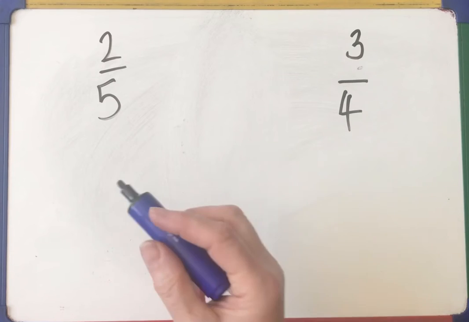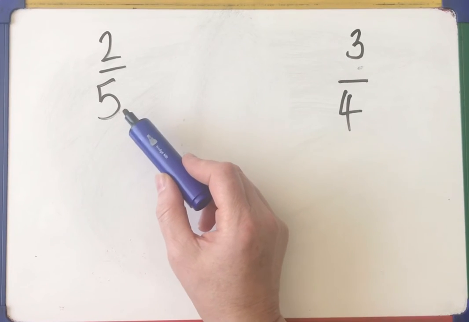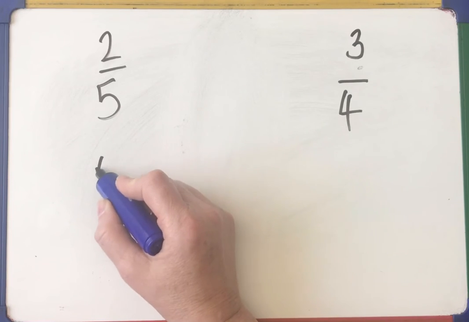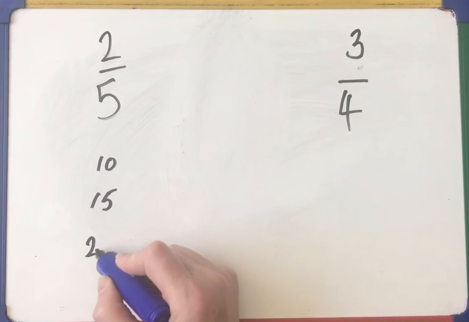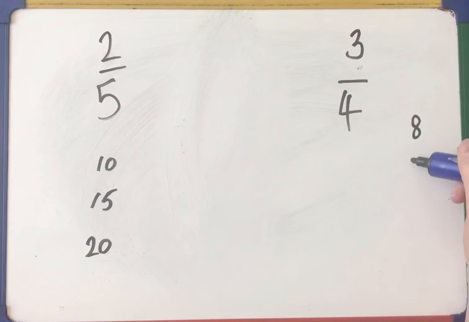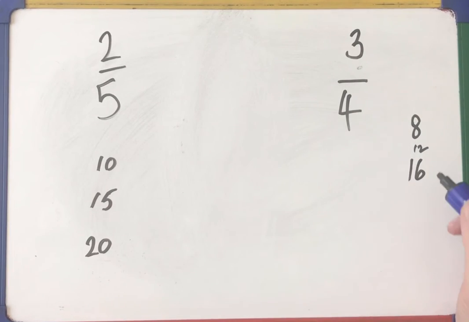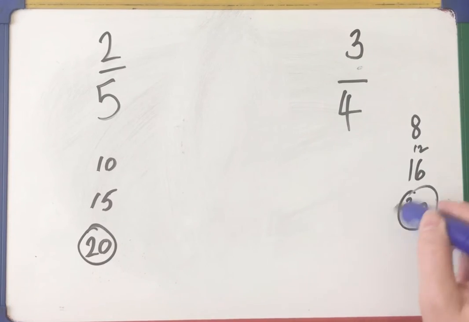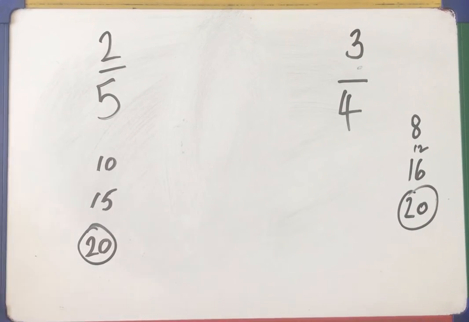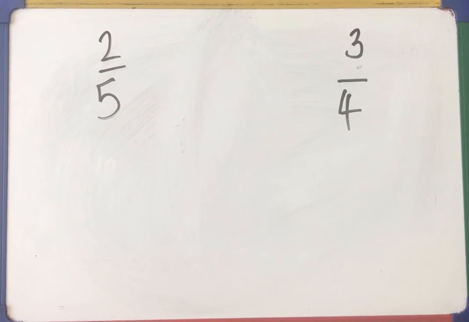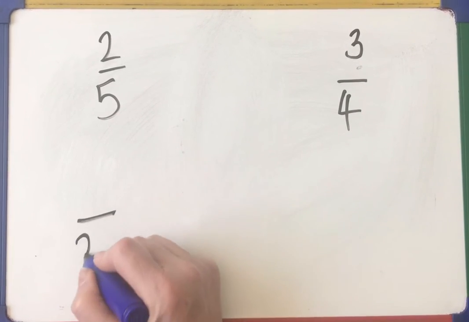So we've looked at equivalent fractions, and I know that the multiples of 5 are 5, 10, 15, 20. The multiples of 4 are 4, 8, 12, 16, and 20. So the lowest common multiple is 20. So what I'm going to do, I'm going to rewrite both of these fractions with a denominator of 20.